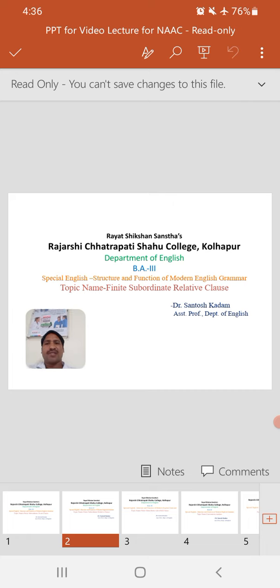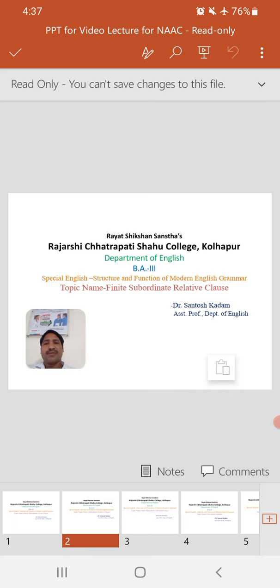For this subject I have selected a topic, and its name is finite subordinate relative clause, also known as RCL. Here our subject is going to use for the clause. Relative clause can be divided into three categories. The first category is that RCL clause. Next one is zero that RCL clause, and the third one is WH RCL clause.